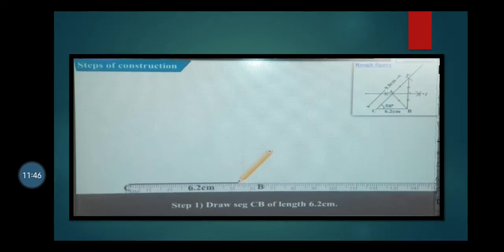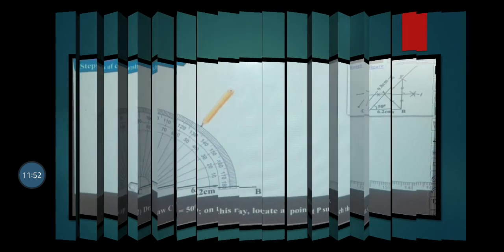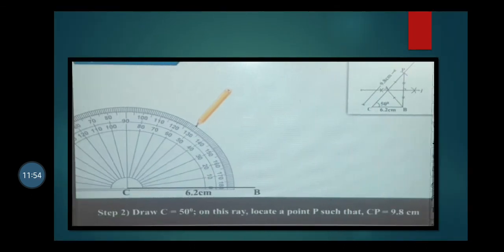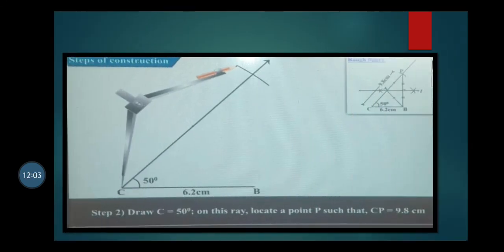Steps of construction. Step number 1. Draw seg CB of length 6.2 centimeter. Step number 2. Draw measure angle C as 50 degree on this ray. Locate a point P such that CP is equal to 9.8 centimeter.